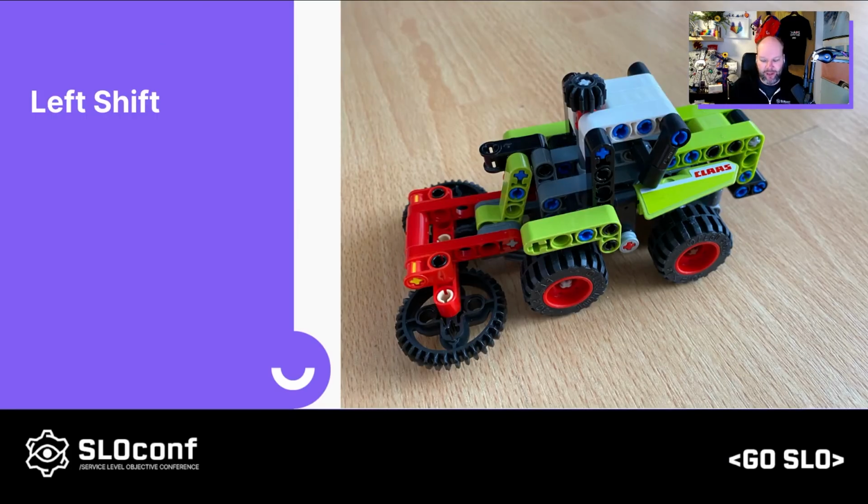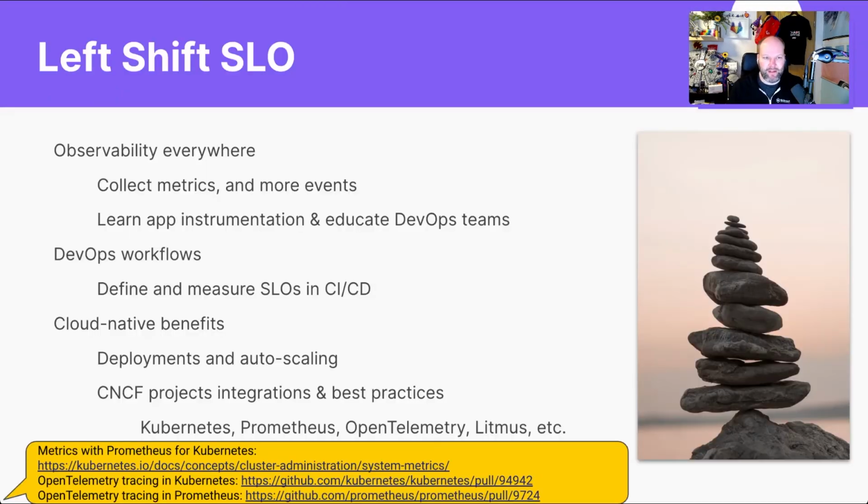Now that we want to shift left, or do the left shift, just to recap it a little bit, we want to have observability everywhere. So collect the metrics and think about adding more events later on. Learn about app instrumentation and also educate your DevOps teams, because you need to deploy that into your CI/CD pipelines, for example. So you want to define and measure the SLOs before they are actually being deployed. And you can also benefit from cloud-native environments and the cloud-native ecosystem, because the deployments and other things happen with autoscaling in the Kubernetes cluster, for example.